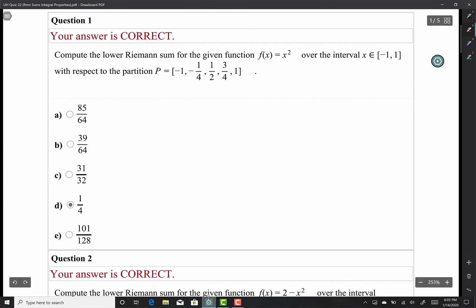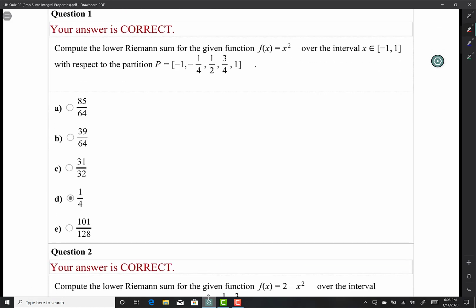Riemann sums, integral properties. So this one says compute the lower Riemann sum for the given function x squared in the interval -1 to 1 with respect to the partition. Now notice it says lower Riemann sum. This is not tested on AP, guys, but it's nice to know.